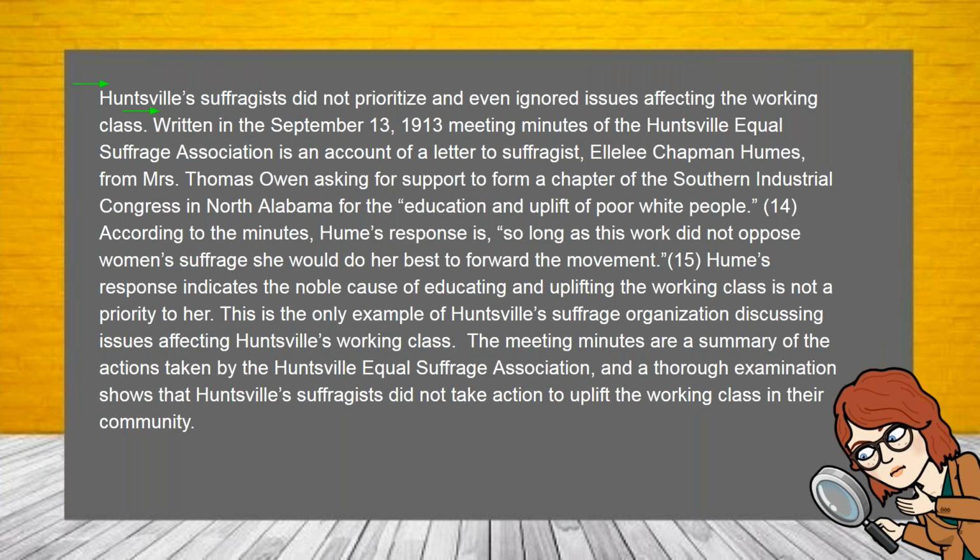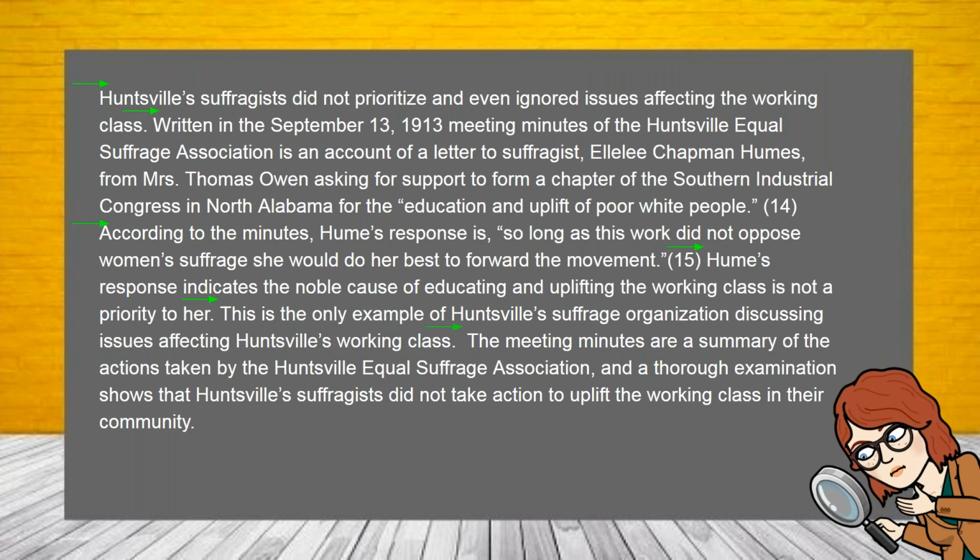So this is where I'm laying out my evidence, and then in the next sentence, I continue to lay out my evidence. So it says, according to the minutes, Humes' response is, so long as this work did not oppose women's suffrage, she would do her best to forward the movement. And then moving on to the next sentence, Humes' response indicates the noble cause of educating and uplifting the working class is not a priority to her. So I am explaining how my evidence supports my topic. And then in the next sentence, again, I'm further explaining how my evidence supports my topic. So this is the only example of Huntsville suffrage organization discussing issues affecting Huntsville's working class.